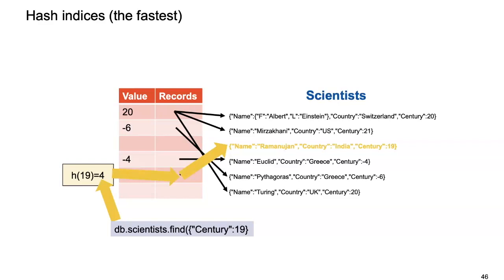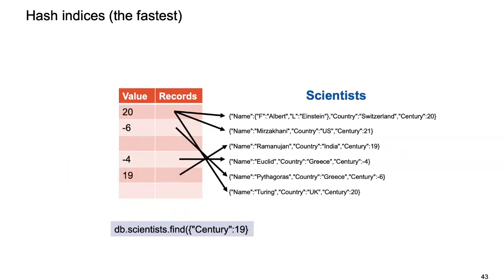Looking up is very easy, but what's the complexity of creating this? You have to scan all the records. So is that linear? Yes, exactly, O of n. So you're right. The complexity is O of n.